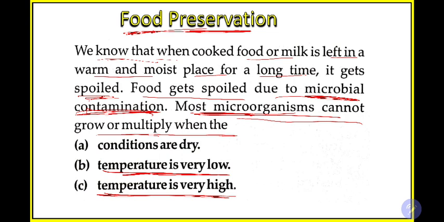So there are two main conditions. One is very low temperature, for example a fridge, and another is very high temperature, this is the boiling of milk. Then the conditions are dry, that means the surrounding conditions will be dry. In dry conditions nothing can live, so no microbes will attack your food. So the three basic conditions are dry, temperature very low, or temperature very high. We'll learn each in detail.